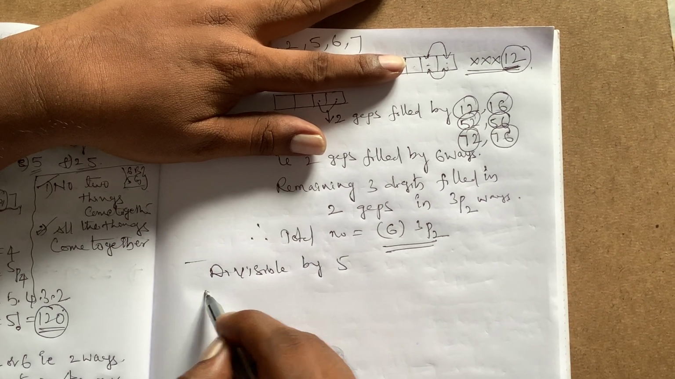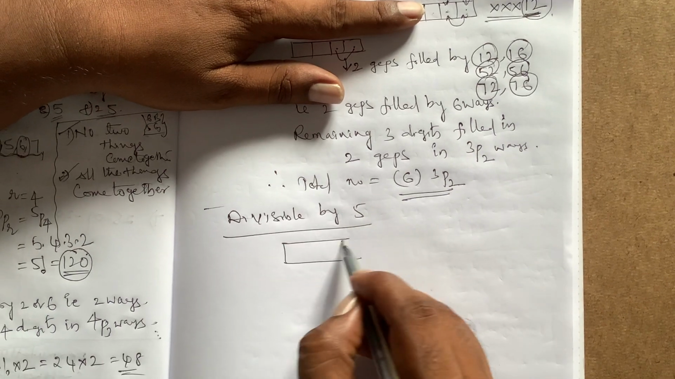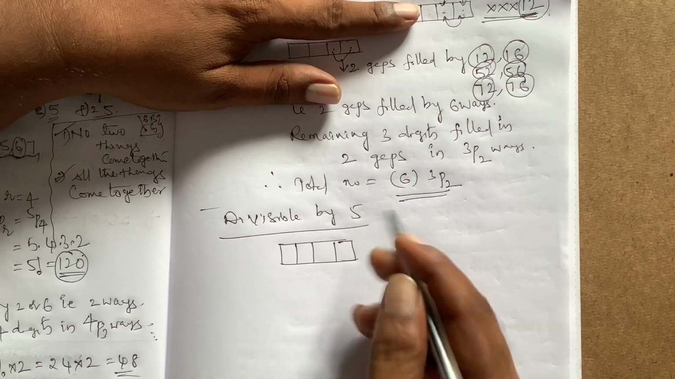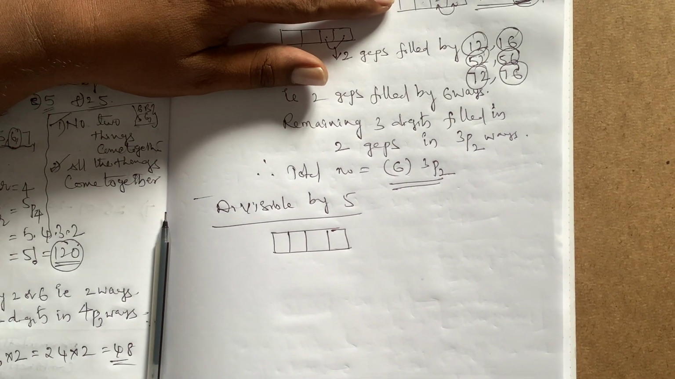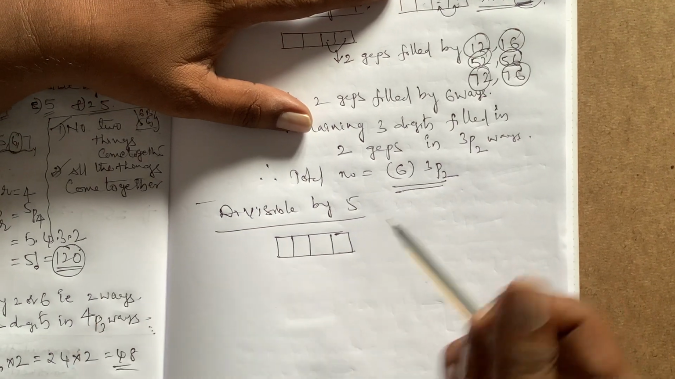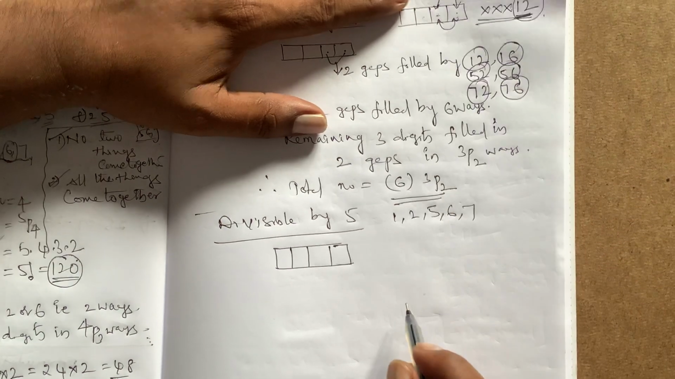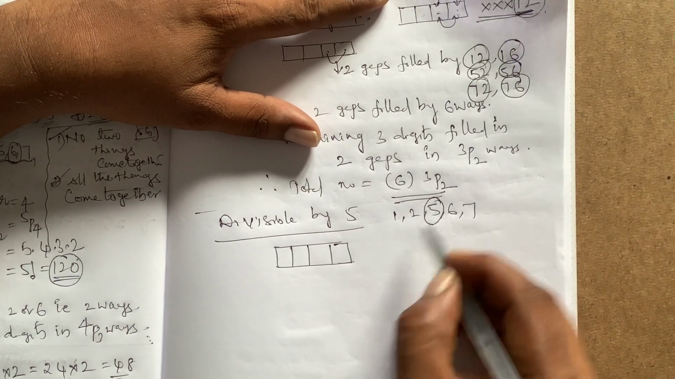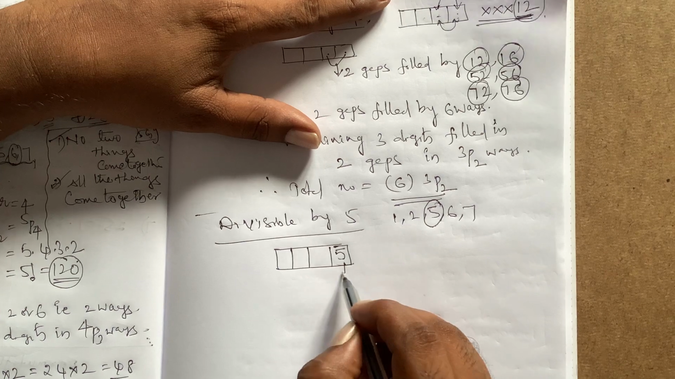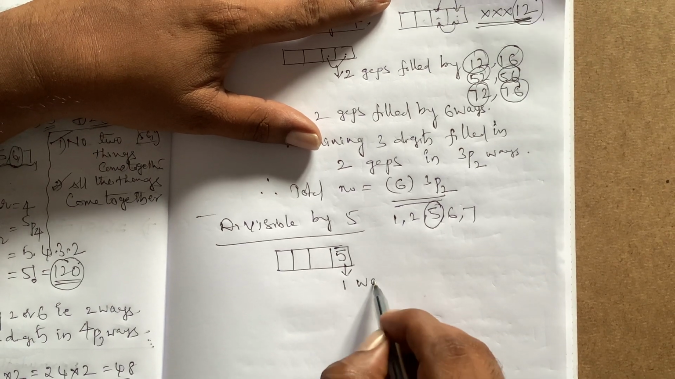Next bit, divisible by 5. For divisibility by 5, what is the condition? Directly we know the last digit should be either 0 or 5. Here the given digits are 1, 2, 5, 6, 7. Out of this, the only possibility is 5. So fix 5 here directly. So that is one way.